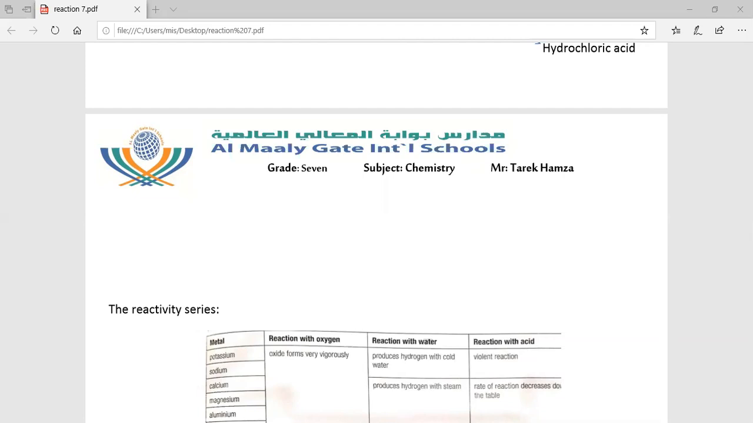So the example here, sodium. When sodium reacts with hydrochloric acid, it produces sodium chloride and hydrogen. Potassium the same, produces potassium chloride and hydrogen. Magnesium produces magnesium chloride and hydrogen. Understand? Any metal that reacts with hydrochloric acid produces two products, metal chloride and hydrogen. There is an exception here.